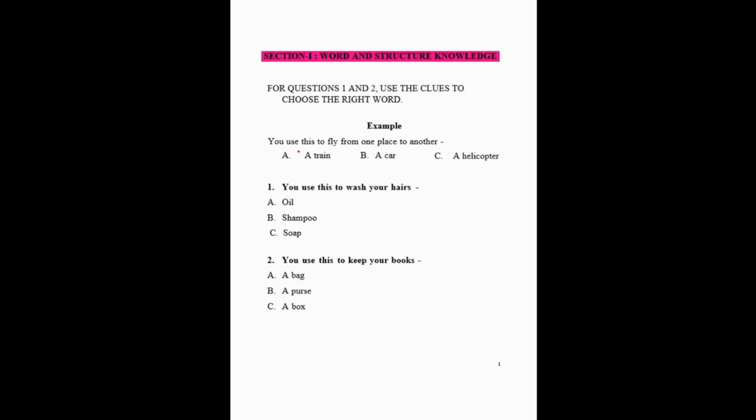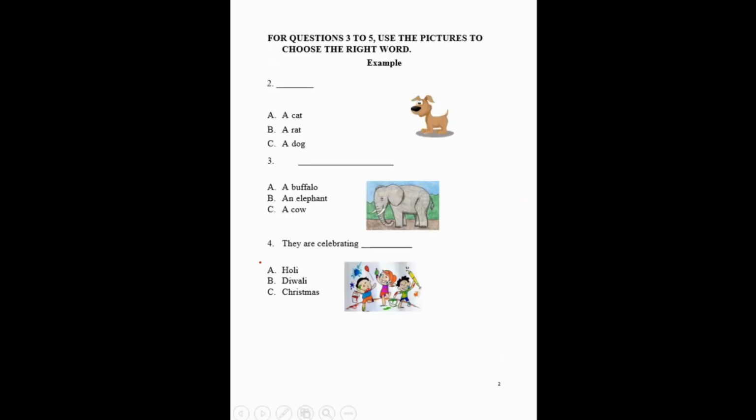For example, we use this to fly from one place to another. Which one do you use? Train, car, or helicopter? Helicopter, right? Coming to question number 1, you use this to wash your hair. Do you use oil, shampoo, or soap? The correct answer would be shampoo. Second one, you use this to keep your books. A bag, right?